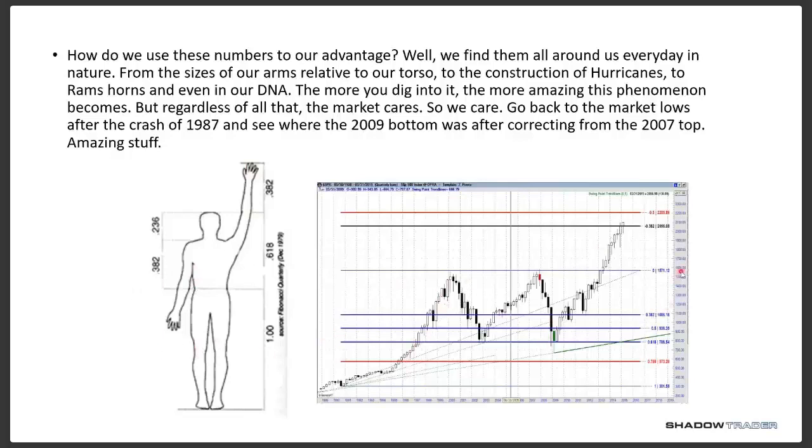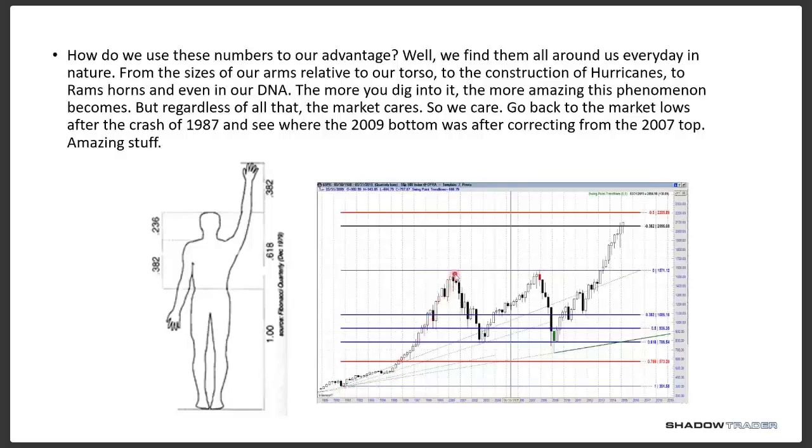Also, stocks are in a cycle. Now it says there, this is dated, but that's okay. If you go back to the market lows of the crash in '87, and you see where the 2009 bottom was, after correcting from the 2007 top, it's a Fibonacci. Here's the '89 low.